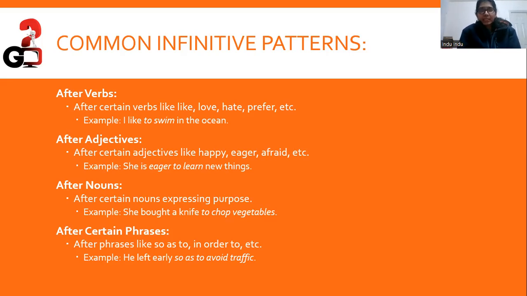So after certain phrases, infinitives are used after phrases like so as to, in order to, etc. He left early so as to avoid traffic. I go to jog daily in order to be fit. Right. So these are certain phrases where infinitives are commonly used: after verbs, after adjectives, after nouns expressing purpose, and after certain phrases like so as to, in order to.